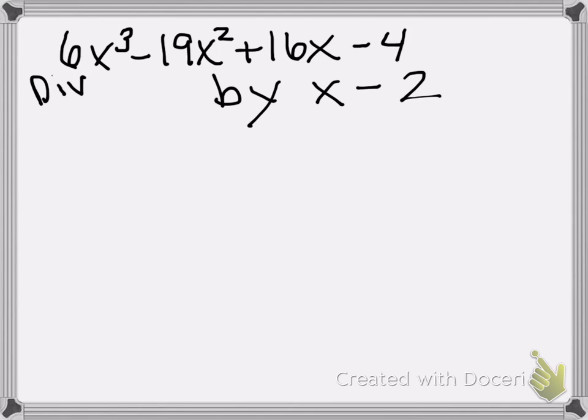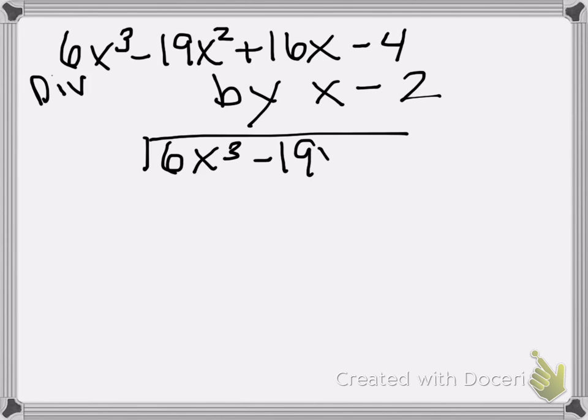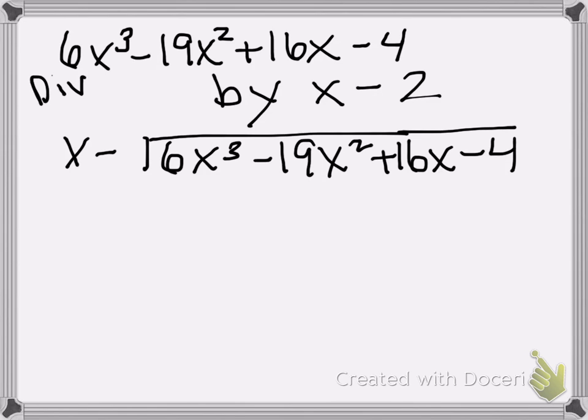Okay? Now what you want to do is be sure that you make your long division bar like you did way back when, and you put the 6x cubed minus 19x squared plus 16x minus 4 underneath the bar, and whatever you're dividing by goes on the outside. Okay? Now you're going to completely cover up that minus 2. Just pretend like that minus 2 is not even there.